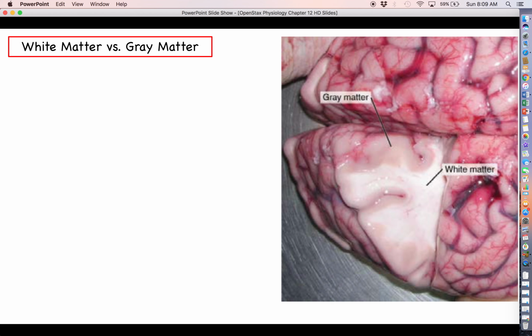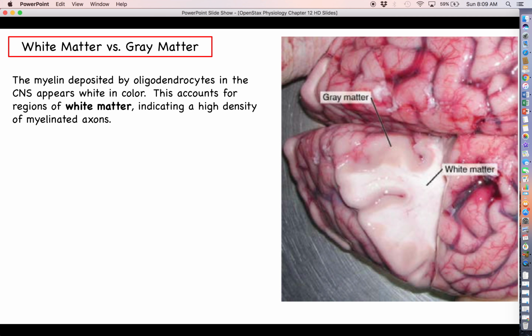So one of the most important terminological discussions for us to have is the distinction between white matter and gray matter. I'm sure you've heard of this before, but I want to make sure that you have a very firm understanding of exactly what we mean when we say white matter and gray matter and what those two terms imply.